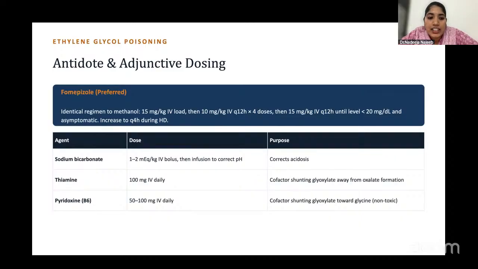Thiamine is initiated 100 milligram IV daily because it is an important cofactor and shunts the glycolic acid conversion from oxalic acid formation. And pyridoxine, which is given at a dose of 50 to 100 milligram IV daily, is an important cofactor in converting glyoxylate into glycine. Both are non-toxic components, so the adjunctive therapy will reduce the already formed glycolic acid and oxalic acid from creating symptoms.